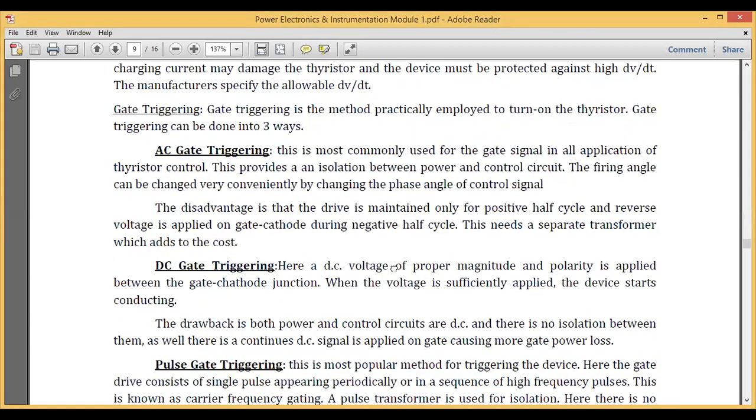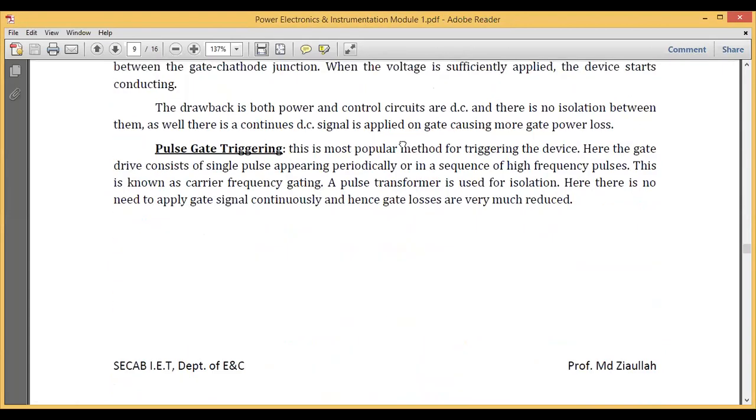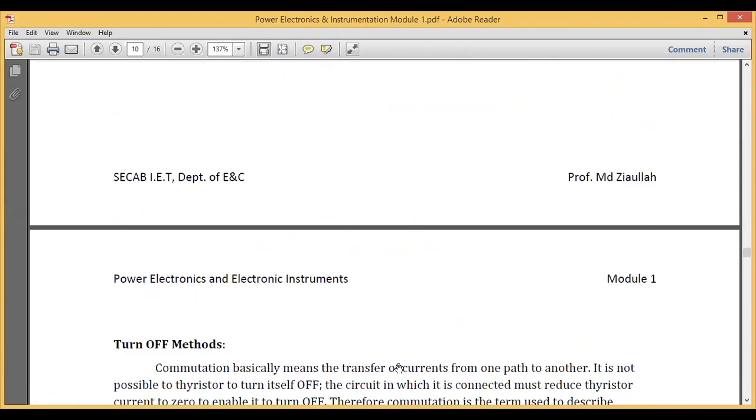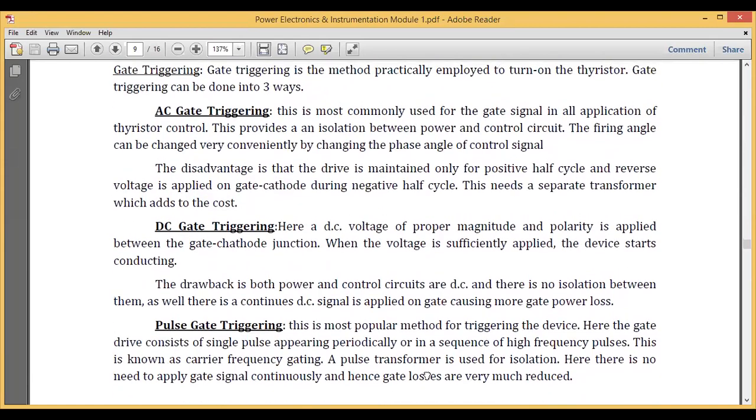Then we have gate triggering. Here you can see the gate triggering can be done by three methods. The first method is AC gate triggering, then DC gate triggering, then we have pulse gate triggering. Three types of triggering mechanisms we adopt in the gate. So the first is AC gate triggering.